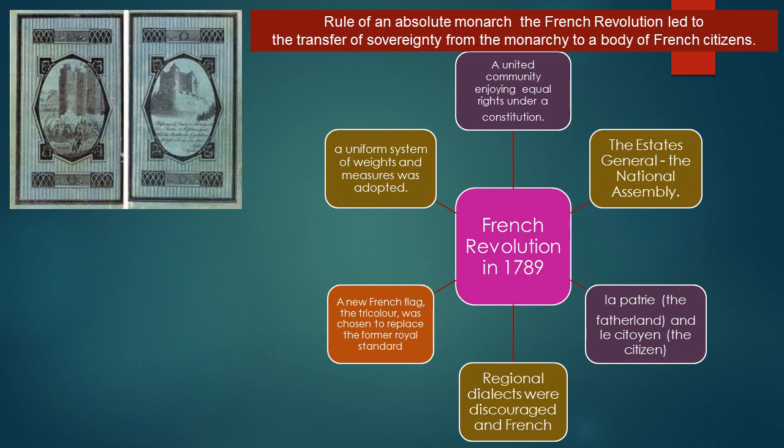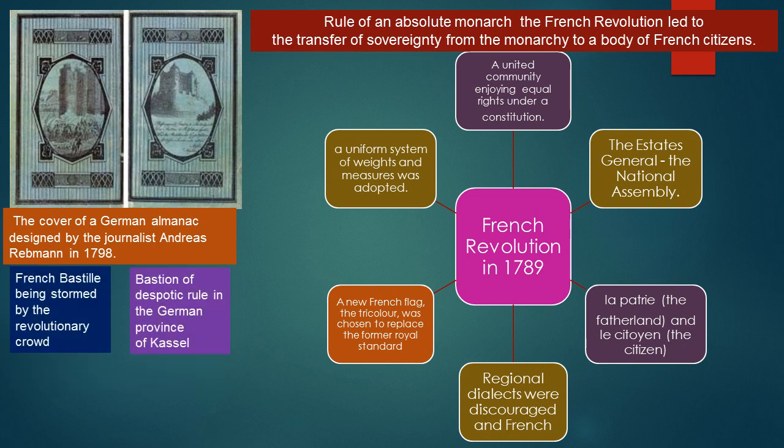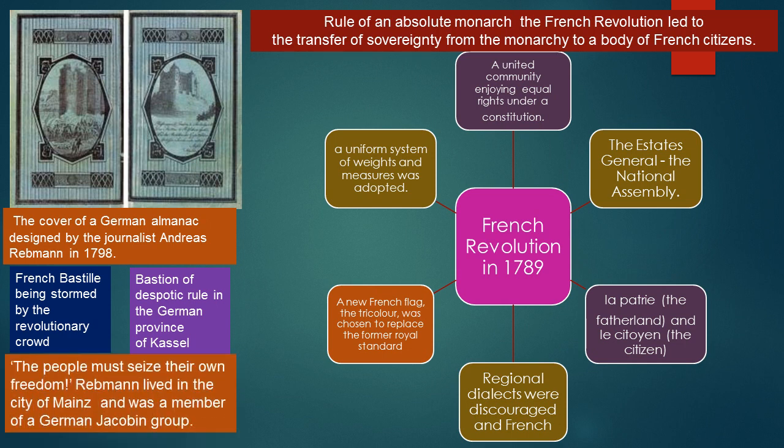This picture was printed on the cover of a German almanac designed by the journalist Andreas Rebmann in 1798. The image of the French Bastille being stormed by the revolutionary crowd has been placed next to a similar fortress meant to represent the bastion of despotic rule in the German province of Kassel. The accompanying illustration slogan says that the people must seize their own freedom.